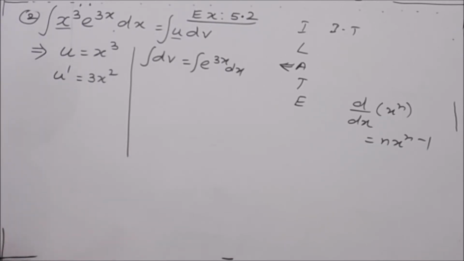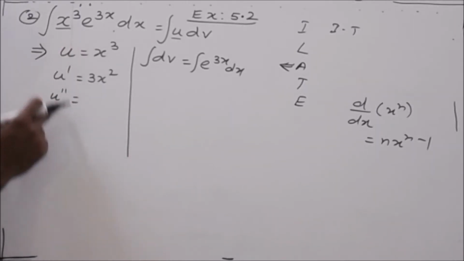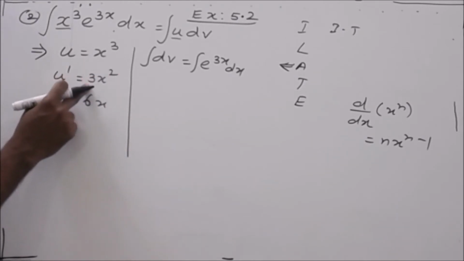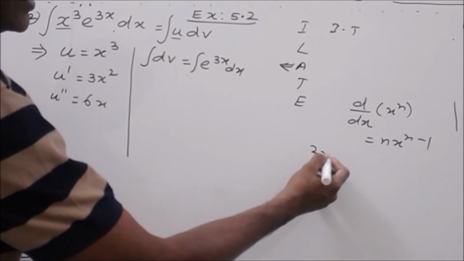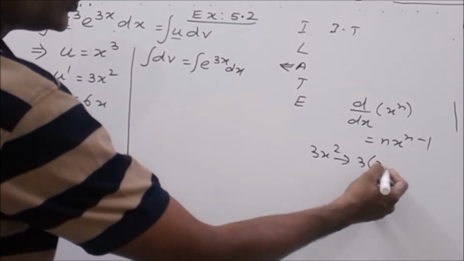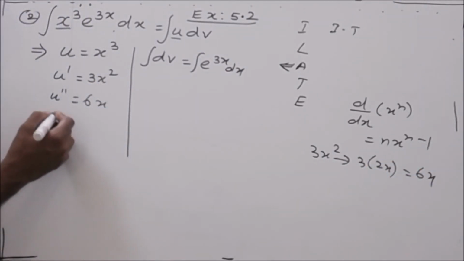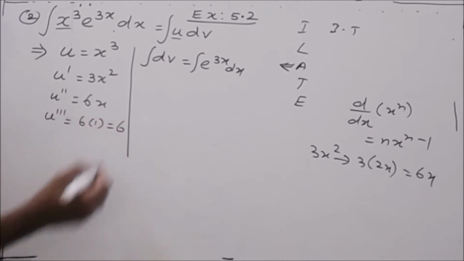So you should keep in mind, very clear. Now u double dash, I am differentiating here. u dash is 3x square, then u double dash is 6x. 3 remains constant, the x square becomes 2x. Derivative of 3x square is 3 into 2x, that is equal to 6x. And then again differentiating, u triple dash, 6 into x becomes 1, that is equal to 6.